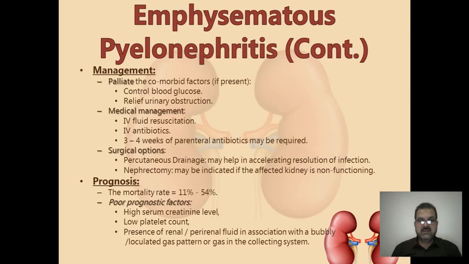First of all, if there is obstruction, you will relieve the obstruction. You will control the sugar in the blood and start to resuscitate the patient. IV antibiotics will usually continue for 1 month. Sometimes you need to do surgical drainage for this kidney, especially if it is obstructed, by putting a catheter, nephrostomy, or stent. Some patients will not respond to all these measures, and you need to go further and do nephrectomy to save his or her life.